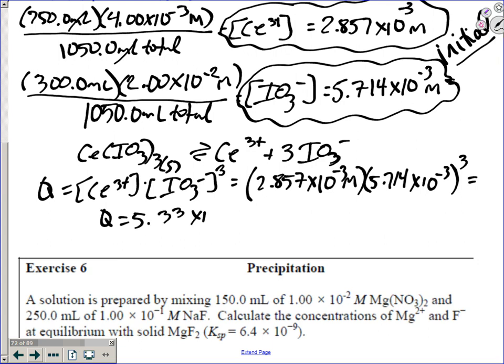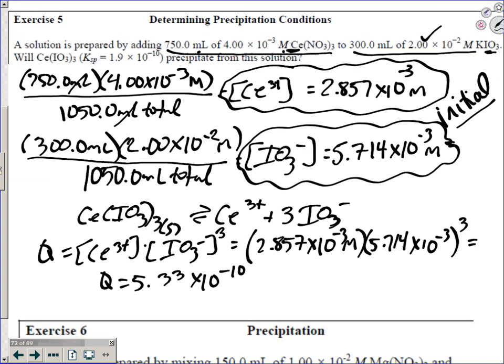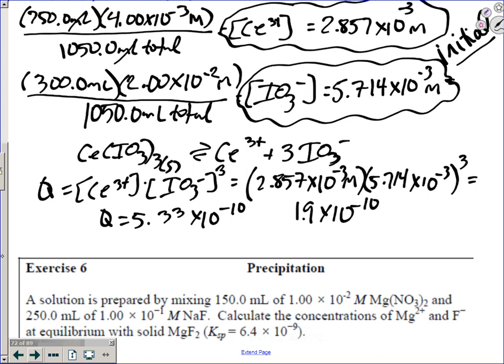So Q is 5.33 times 10 to the negative 10th. How does this compare to the KSP of 1.9 times 10 to the negative 10th? Raise your hand if you say it's greater. All right, you have participated in my survey. Raise your hand if you say it's smaller. All right, let's try it again. Is Q greater or lesser than K? Okay, it's greater. They're both 10 to the negative 10th, so we're just comparing this number to this number. 5.33 is greater than 1.9.